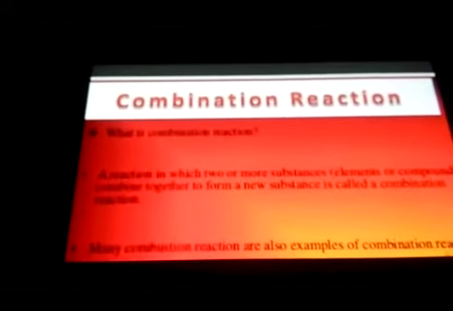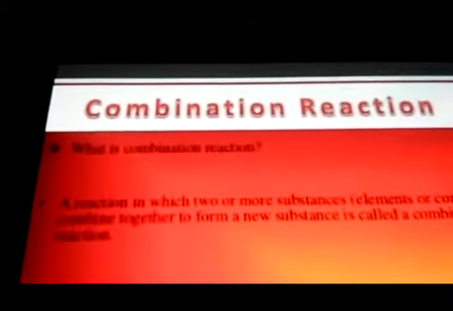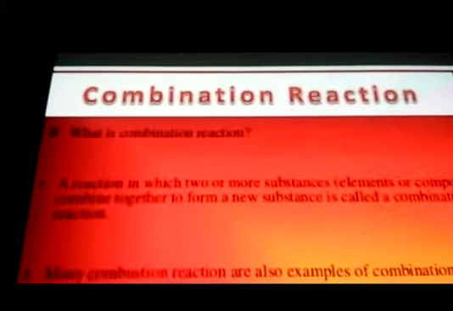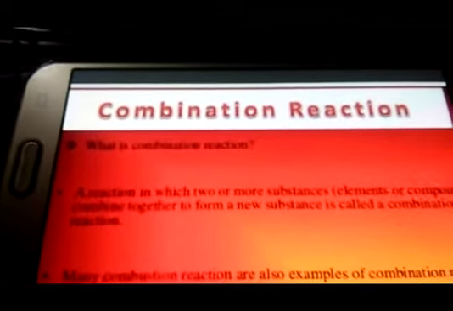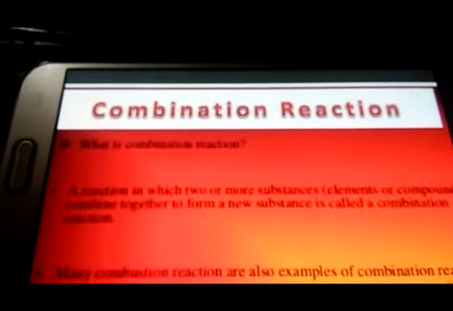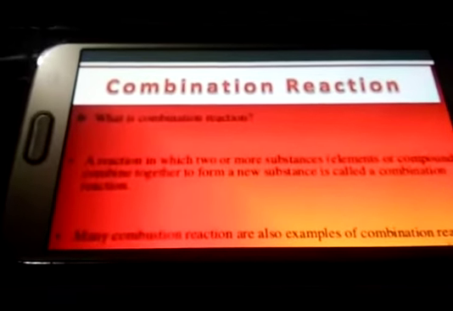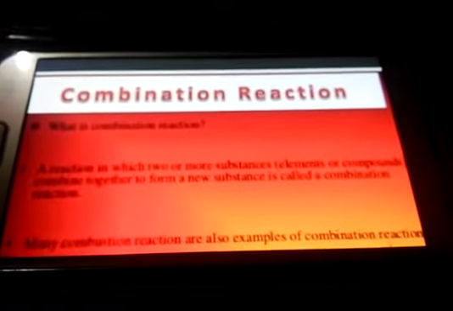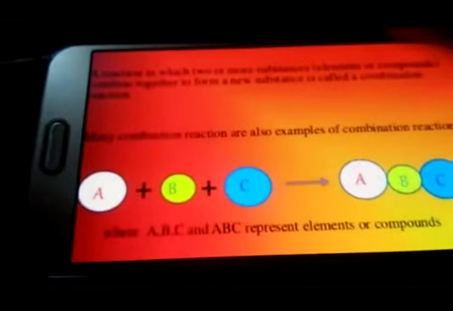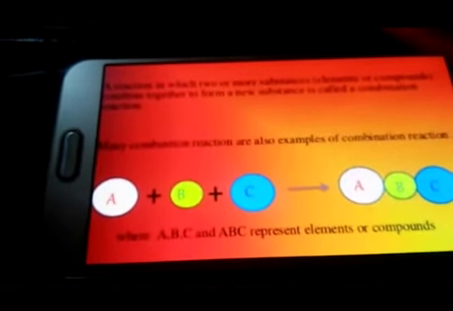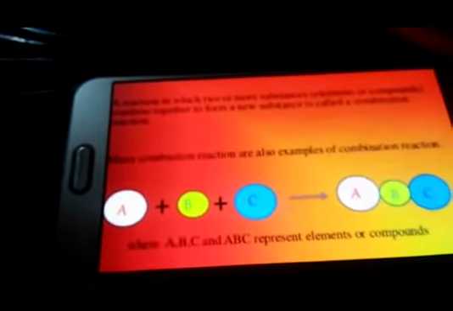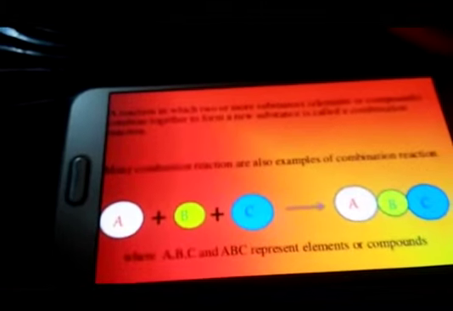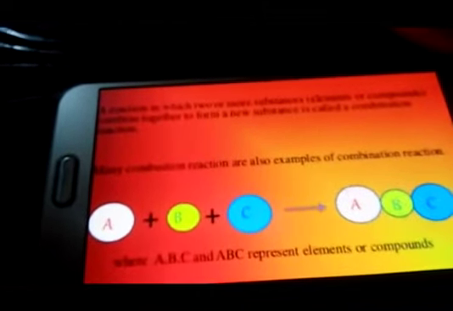What is a combination reaction? A reaction in which two or more substances, elements or compounds, combine together to form a new substance is called a combination reaction. Many conversion reactions are also examples of combination reaction. Let us see here. There are three reactants A, B and C. They react together, combine together to form a single product ABC.